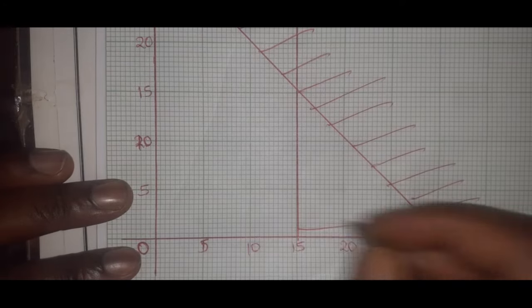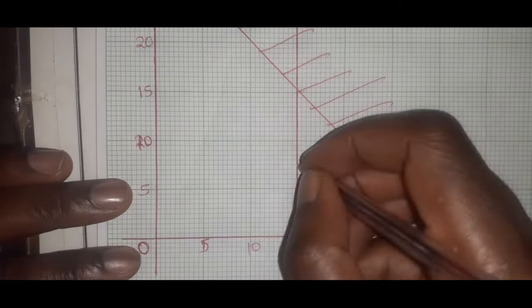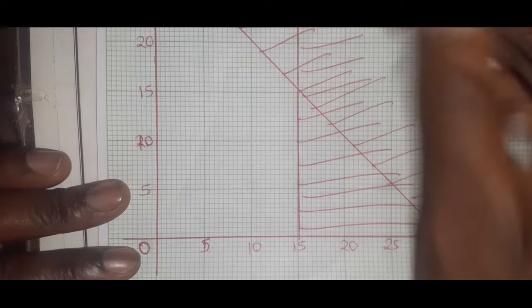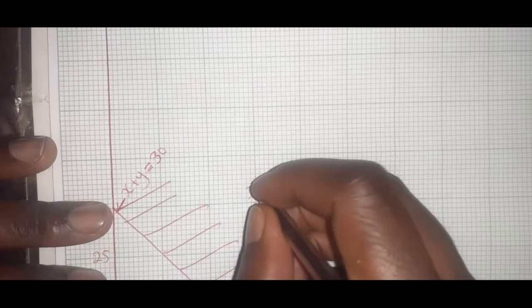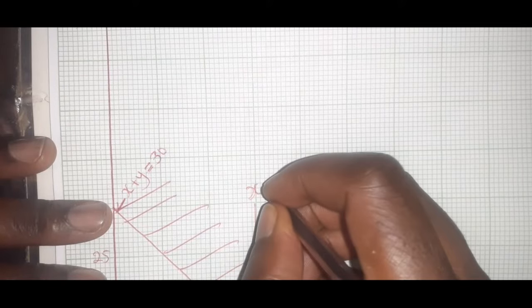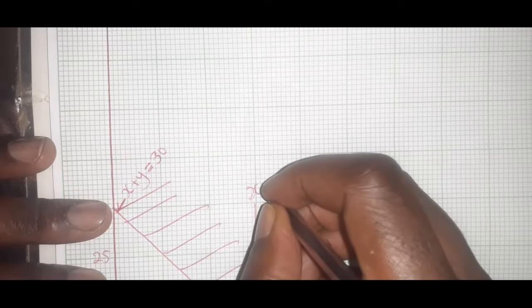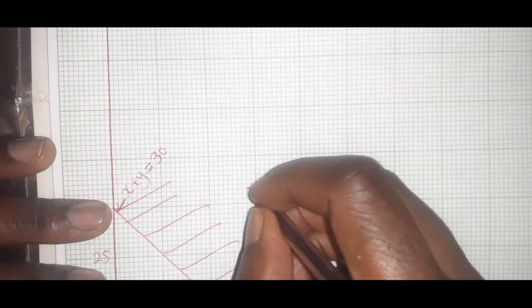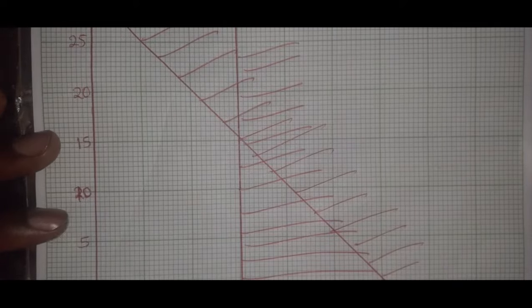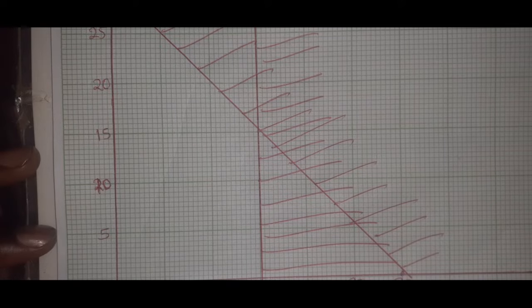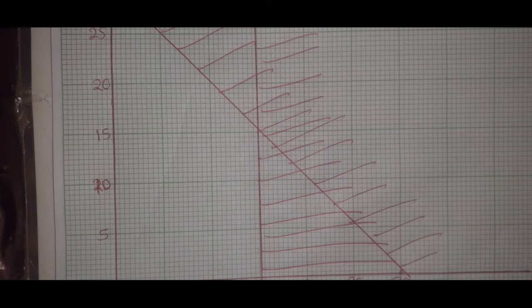So meaning the area that we need is this one that is less. So we shade this whole thing here. We don't want this part here. This part must be shaded. Are we together? This is x is equal to 15. Okay. Then we come to the next one.